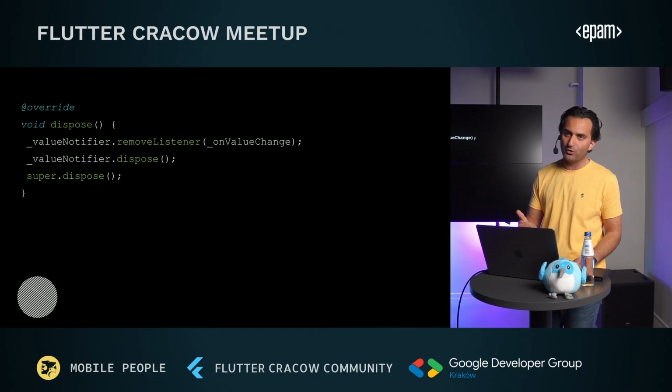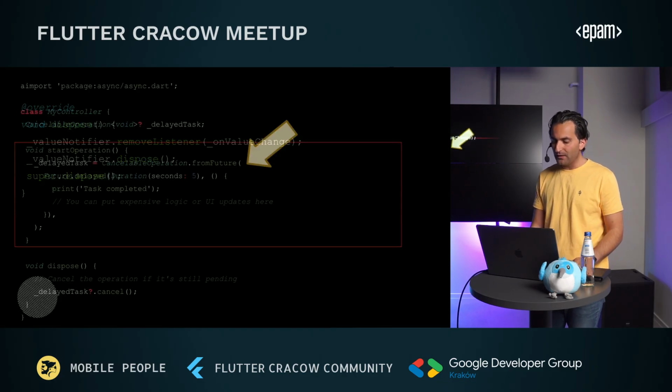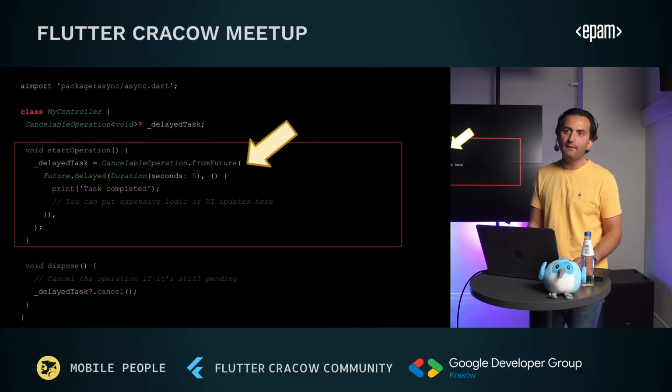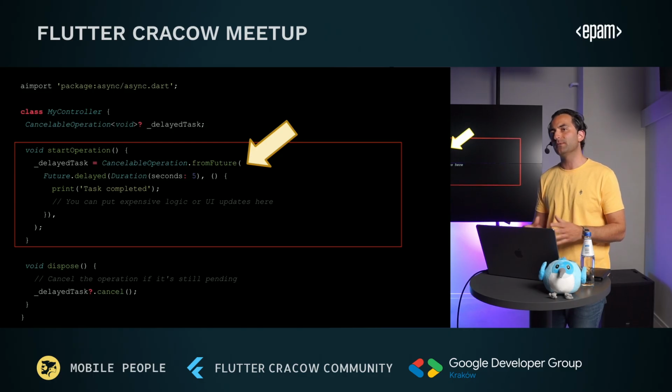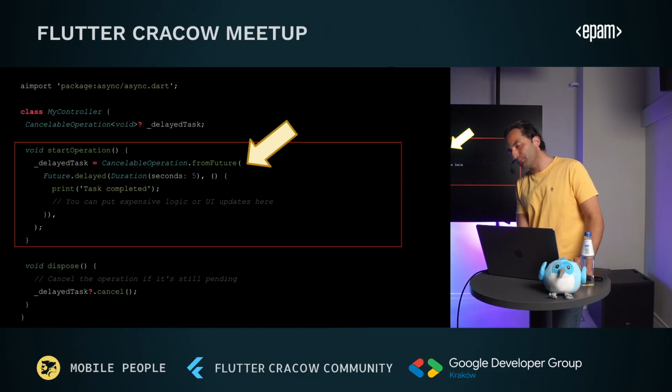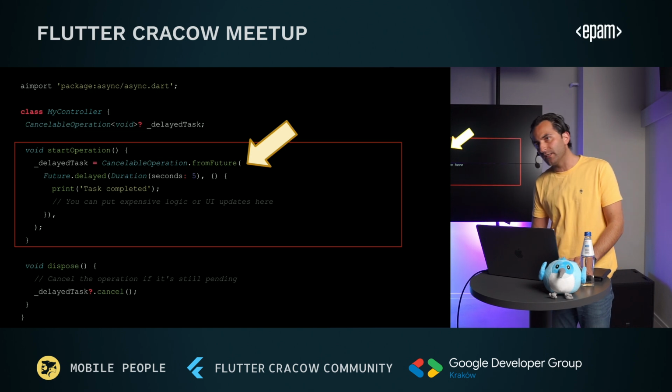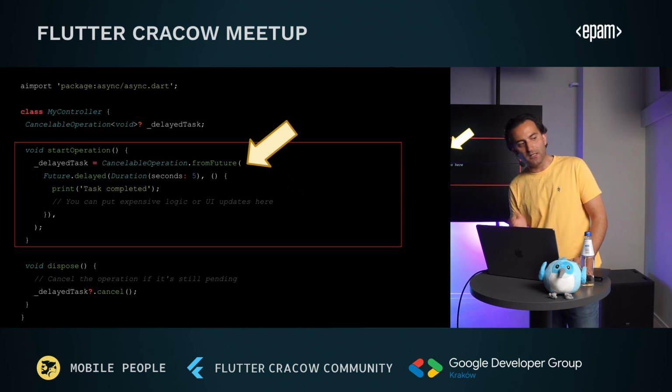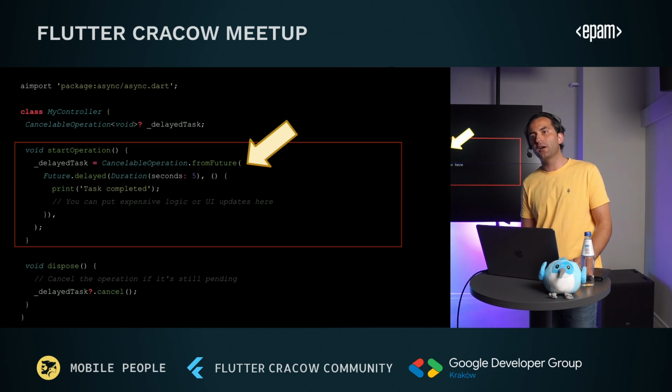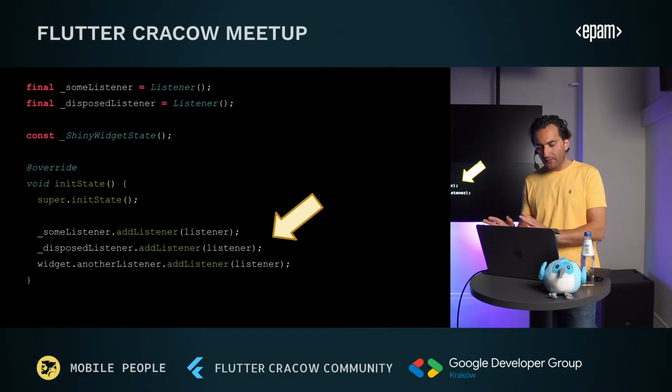First of all, make sure you're disposing and removing your listeners in the dispose method. That's one thing. Another is when you have a feature that is doing something periodically. One of the good practices is to cancel them when they're not needed, in this particular case where you are disposing your widget.